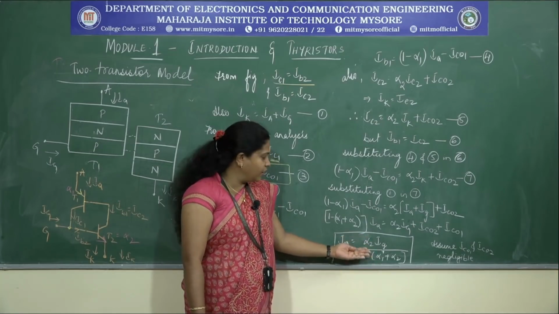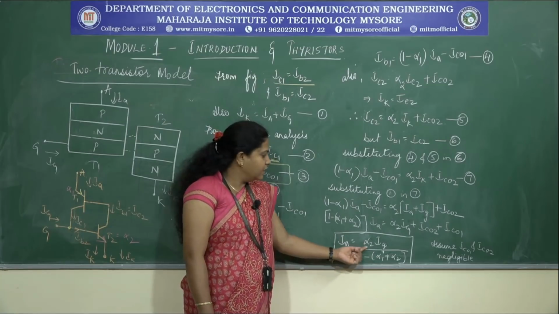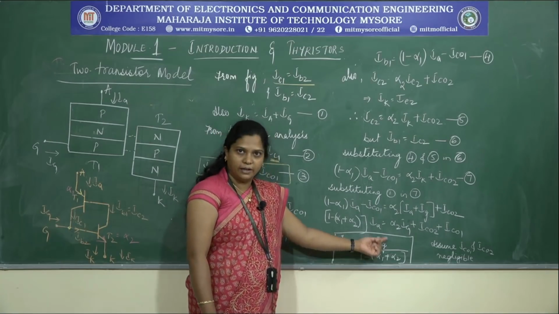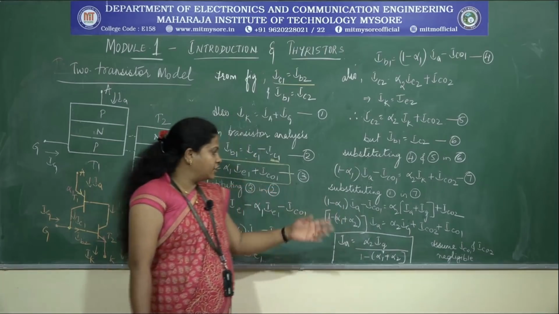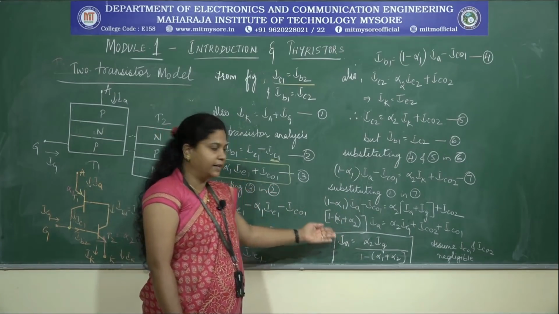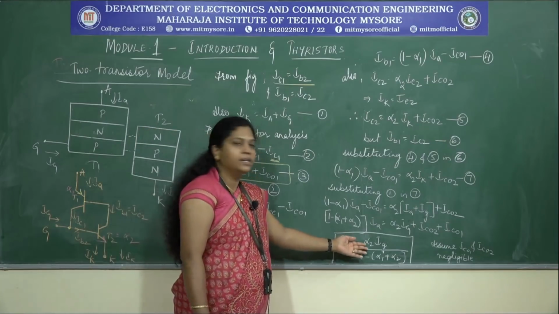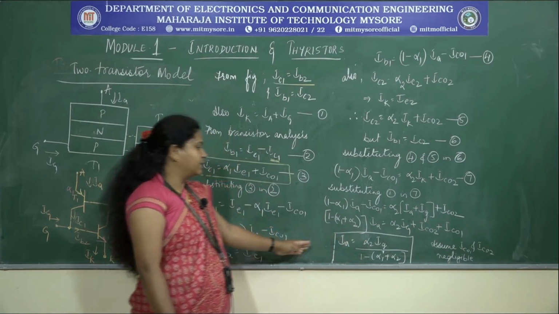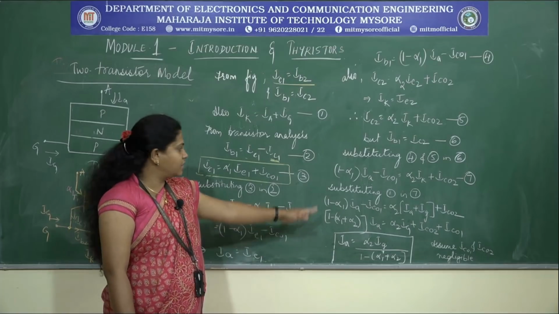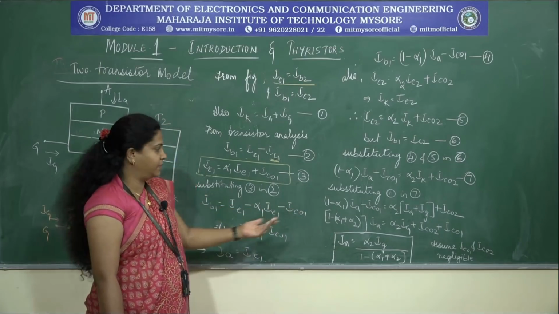And the other way of turning on the device is by the IG value. If the current gain alpha 2 of the transistor is almost equal to 1, then even in that case the device can be turned on. So these are the different conditions that we speak about.